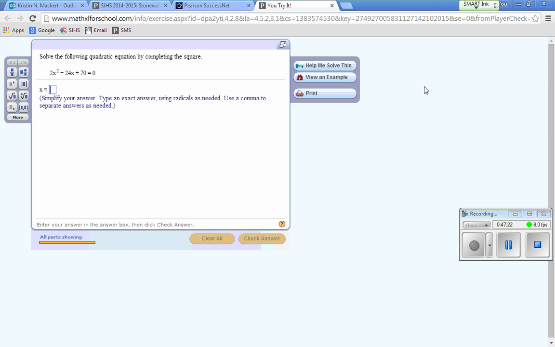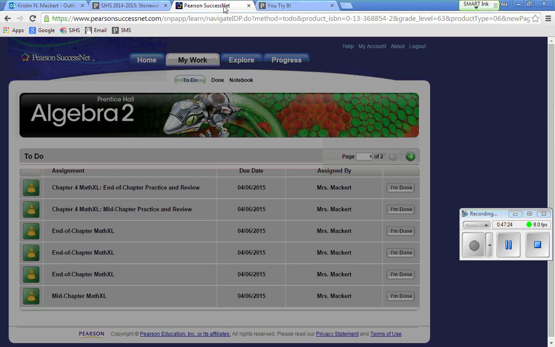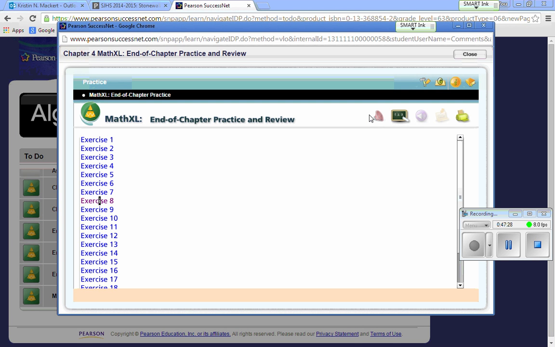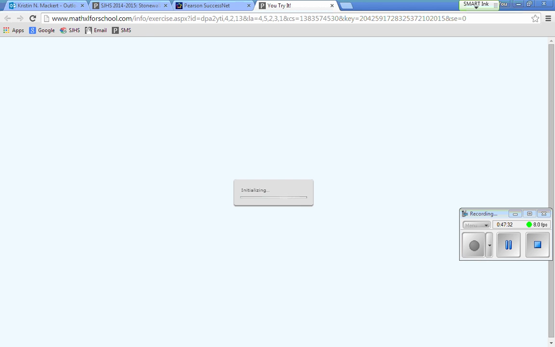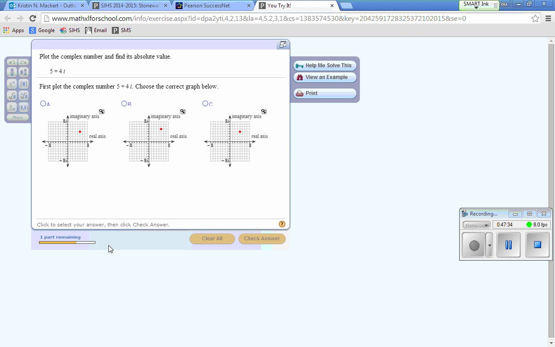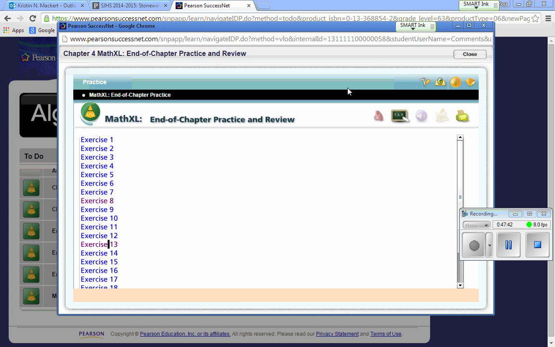Let me clear this one out. Anyway, all these exercises, you can go through any of them, and it will do the same thing. Here's another question. It says plot the complex. Some of these you don't know how to do. We don't know how to graph complex numbers. Most of them you will know how to do. That's one that you might not. That's okay, though.